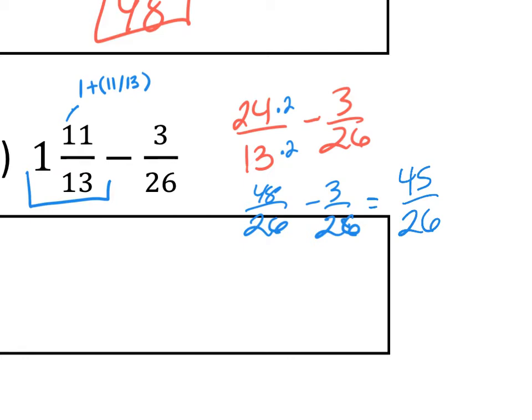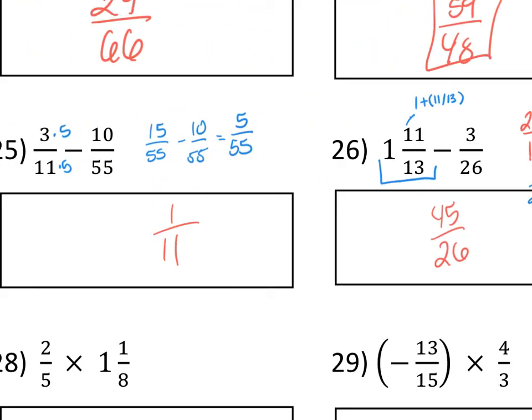And then we can make sure it's reduced, so 45 divided by 26, and then math, enter, enter in your calculator. And that is the final answer. Again, it is an improper fraction, but the directions don't say you have to convert those back to mixed numbers, so we can just leave it as 45 over 26.